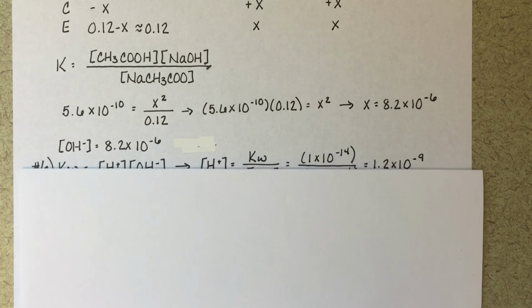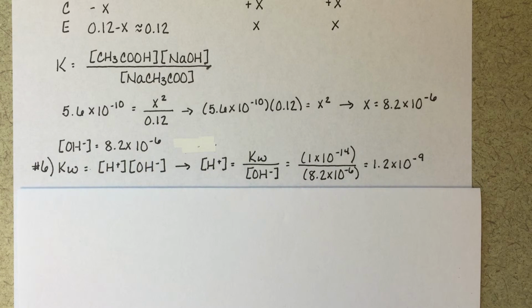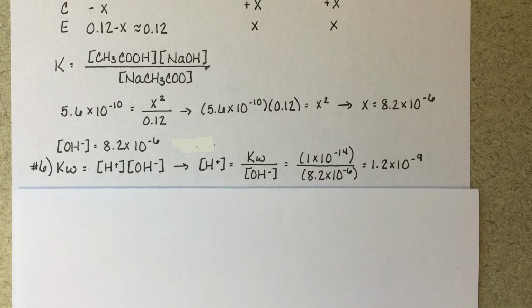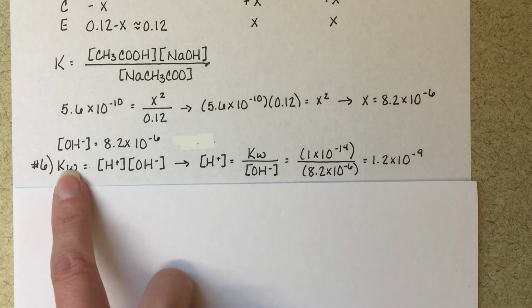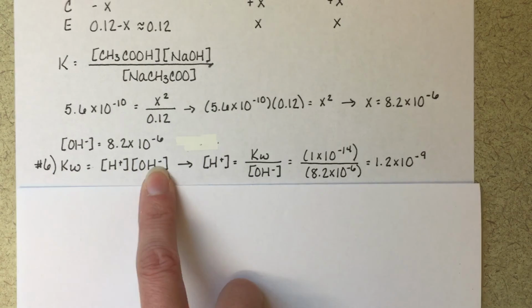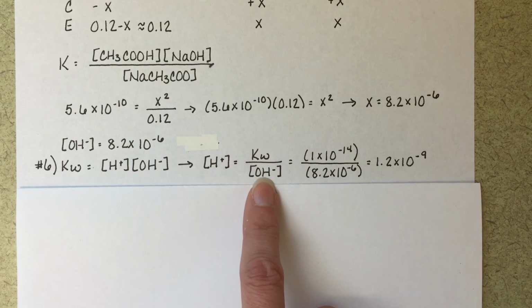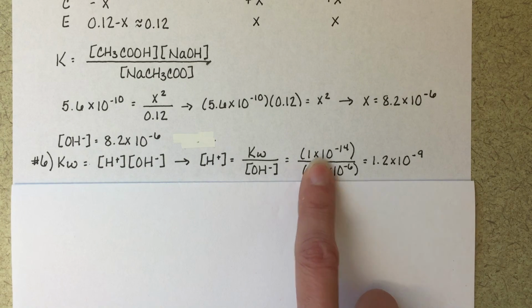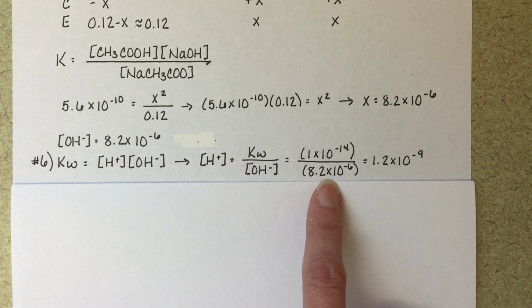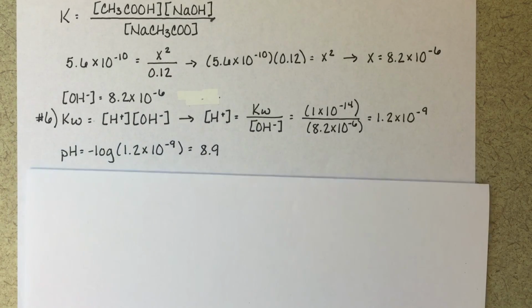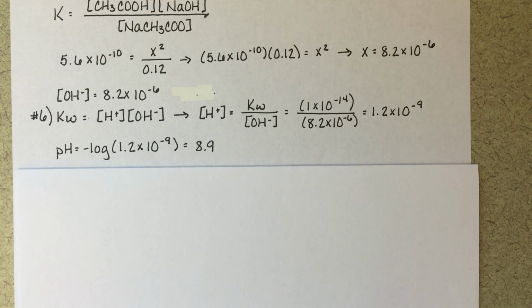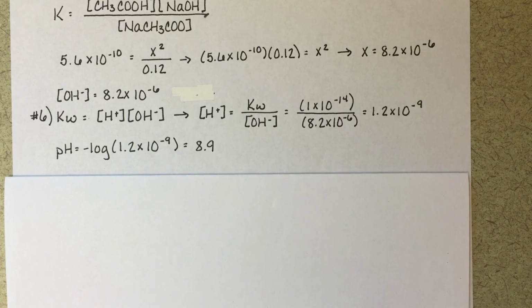Now that we know the concentration of hydroxide, we can figure out the H3O+ concentration using the Kw equilibrium expression for water. Kw is H+ times OH-. We're going to rearrange this equation, plug in the value of Kw, plug in what we've calculated for OH-, and there is our H+ concentration, which we can then plug in to calculate the pH of the solution. And that is all there is to it.